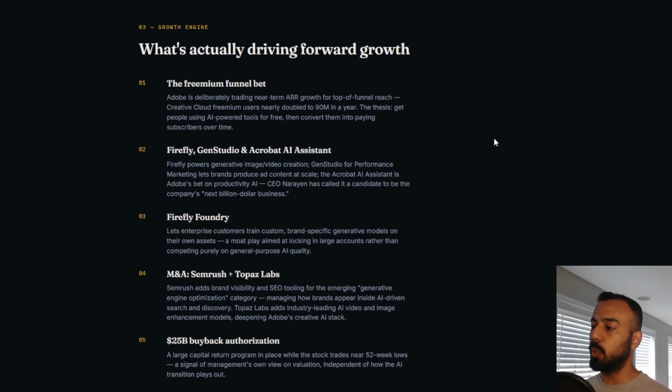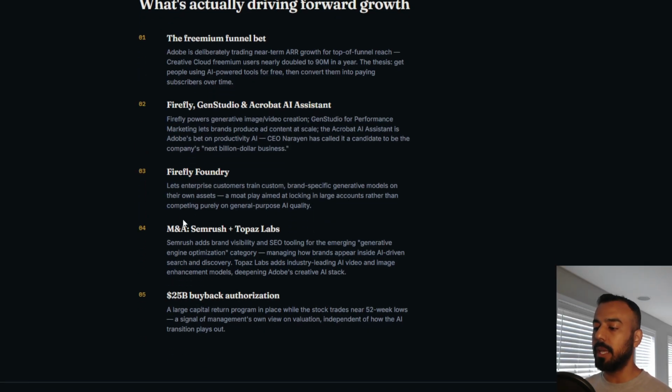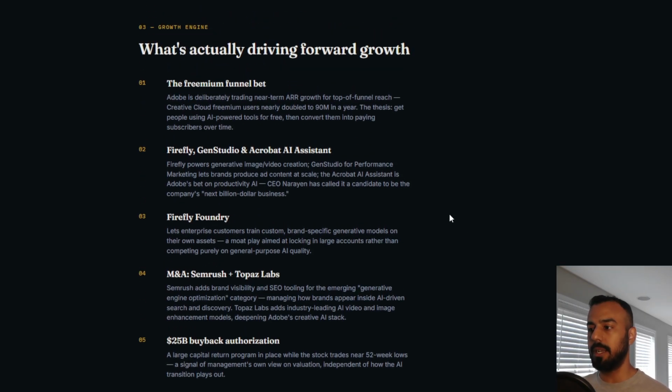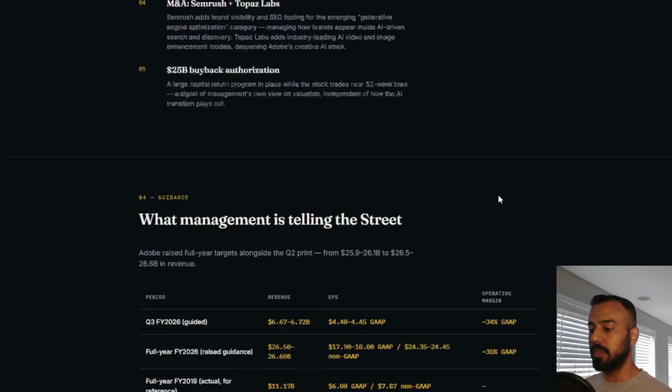And as far as what's actually driving growth forward, as we talked about, the freemium funnel bet that they're doing, they're positioning their AI products. There's M&A going on. They purchased SEMrush and Topaz Labs. And another thing is a 25 billion buyback authorization. So they're buying back their own stock and saying it's too cheap right now. This is what the company is saying. The chart says otherwise. This could all be correct or this could all be wrong, right? That is very much possible.